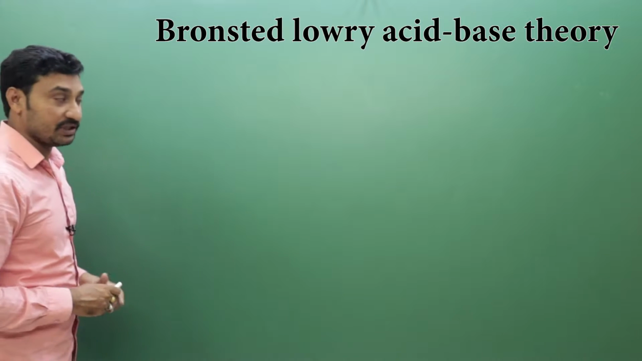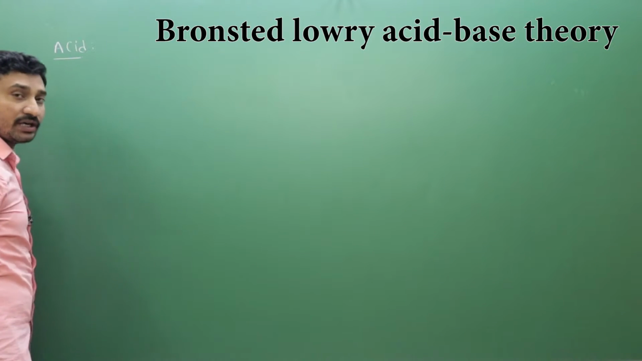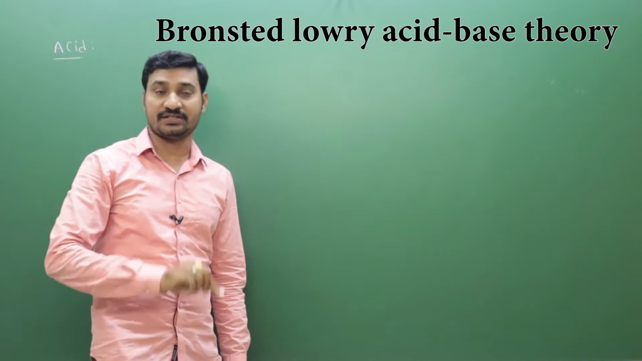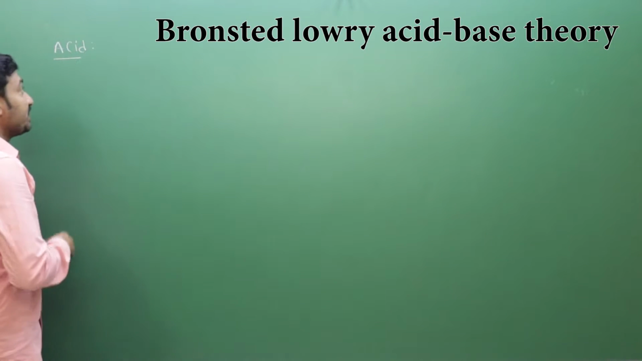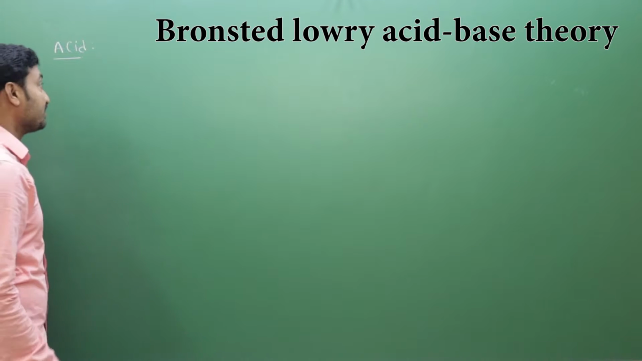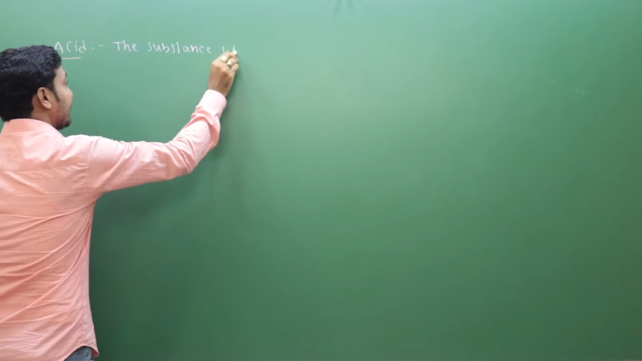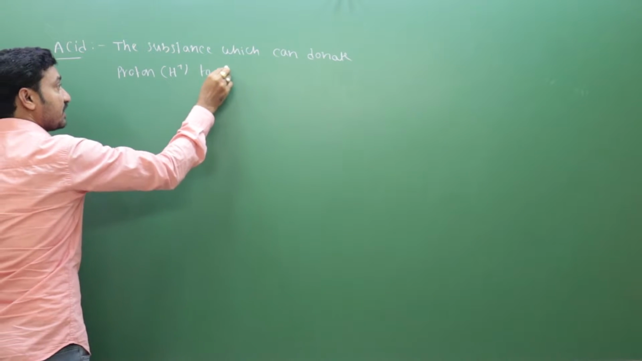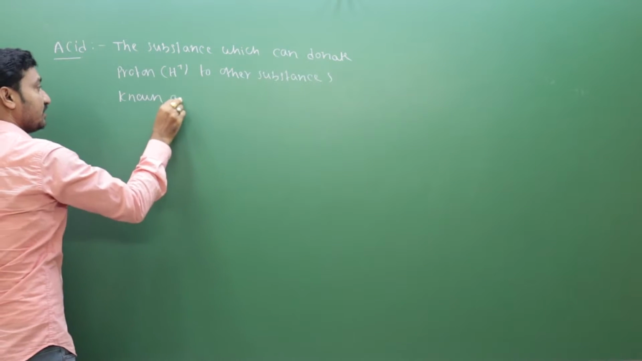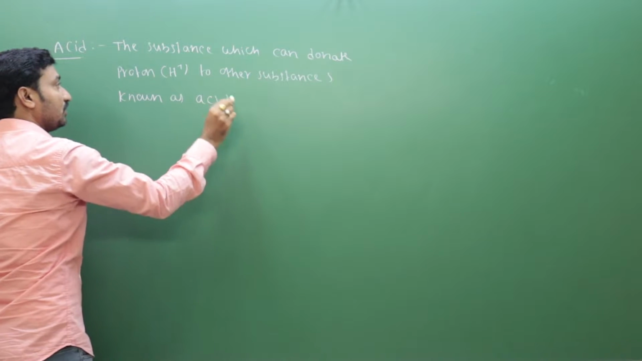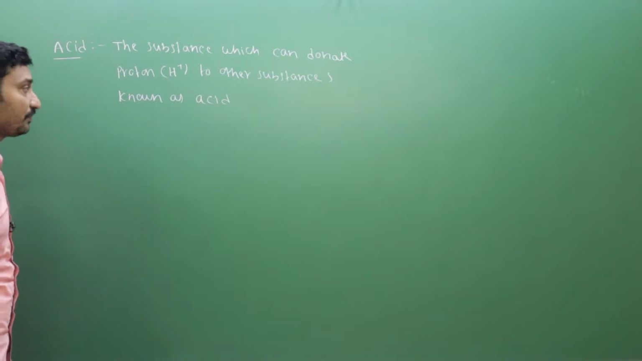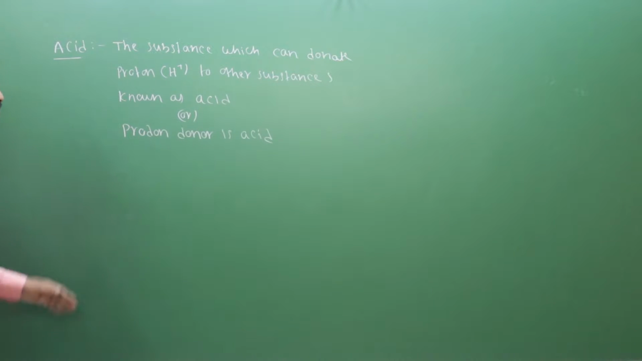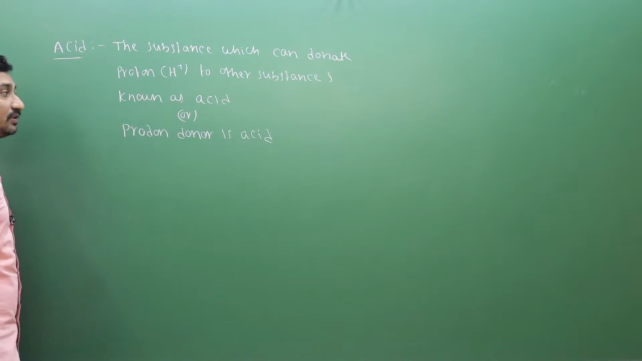According to Bronsted-Lowry, what is an acid? According to Arrhenius, the substance which gives H plus ion in aqueous solution is an acid. According to Bronsted-Lowry, an acid is defined as the substance which can donate a proton, nothing but H plus, to other substances. Or simply, a proton donor is an acid according to Bronsted-Lowry.